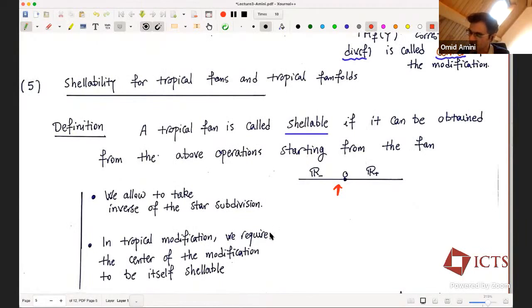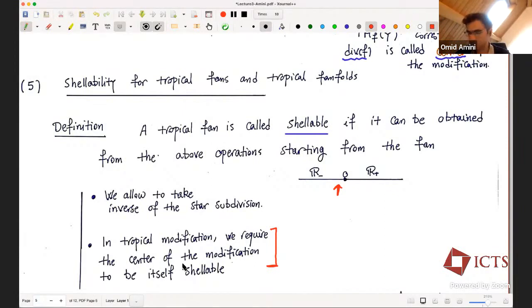And the second thing is this condition, which is central. This is very important for the geometric properties you want to prove: the center of the tropical modification should also be shellable. But this is a property that you can check inductively, because this has dimension 1 less. So basically, you have a collection of shellable tropical fans, and if you want to do a tropical modification, you should first ensure that the center of the tropical modification is itself shellable. Then you can produce a lot of tropical fans which have interesting properties.